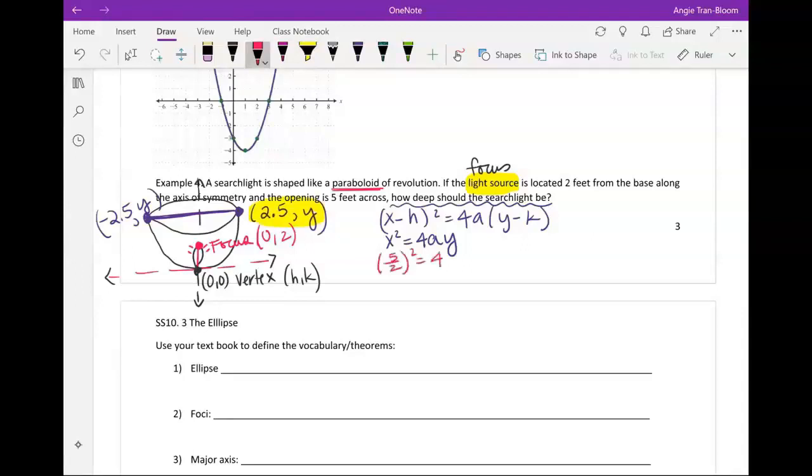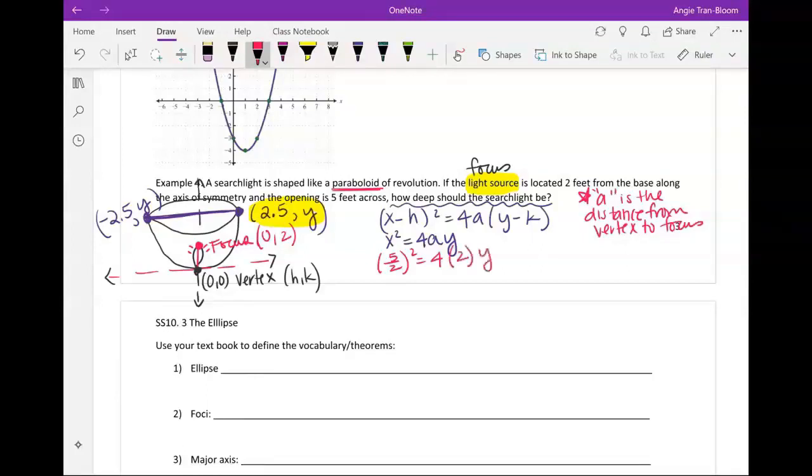Well, I have one equation and 3 variables. I know what x is, I can plug that in. A, so let's remember, A is the distance from vertex to focus, or vertex to the directrix. So remember that. Since we have the focus, A happened to be 2 feet. So plug that in and we're solving for y.